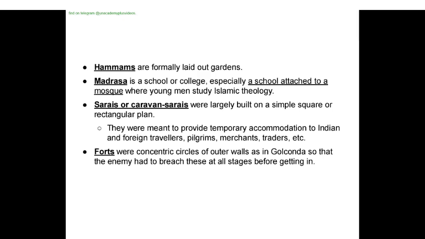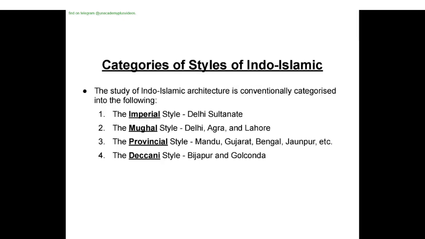Sarais or caravanserais were largely built on a simple square or rectangular plan. They were meant to provide temporary accommodation to Indian and foreign travelers, pilgrims, merchants, traders, etc. Forts, like Golconda, had concentric circles of outer walls so that the enemy had to breach these at all stages before getting in.